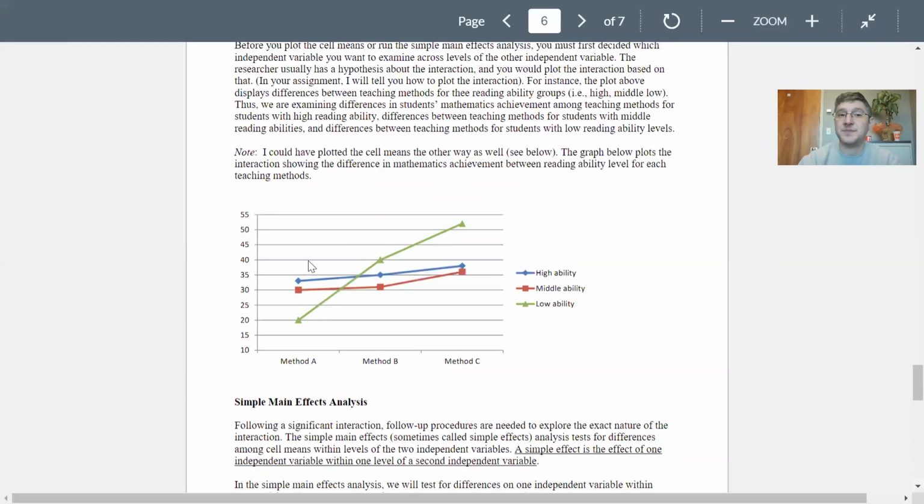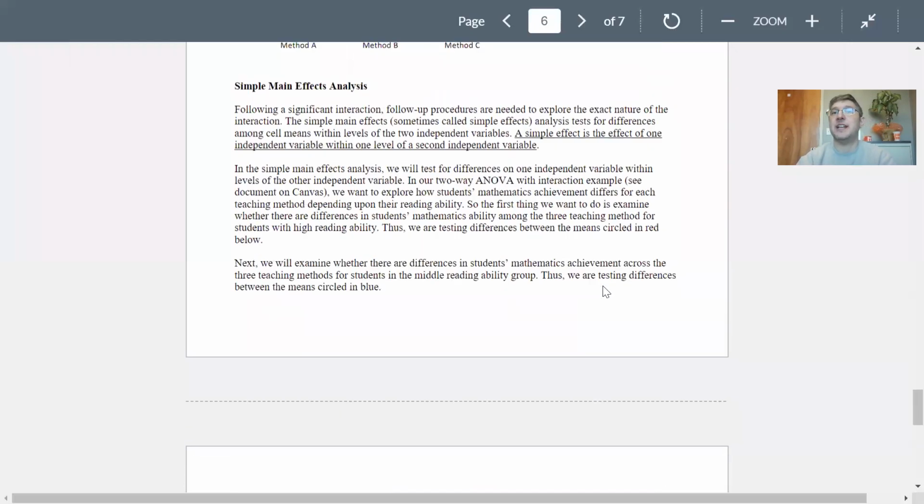So here, in this analysis, we are selecting on teaching method and comparing the different ability groups across each other. For those who were taught with teaching method A, is there a difference in the low, middle, and high ability groups? Same thing with teaching method B and teaching method C. That's what we're showing here, the simple effects analysis.